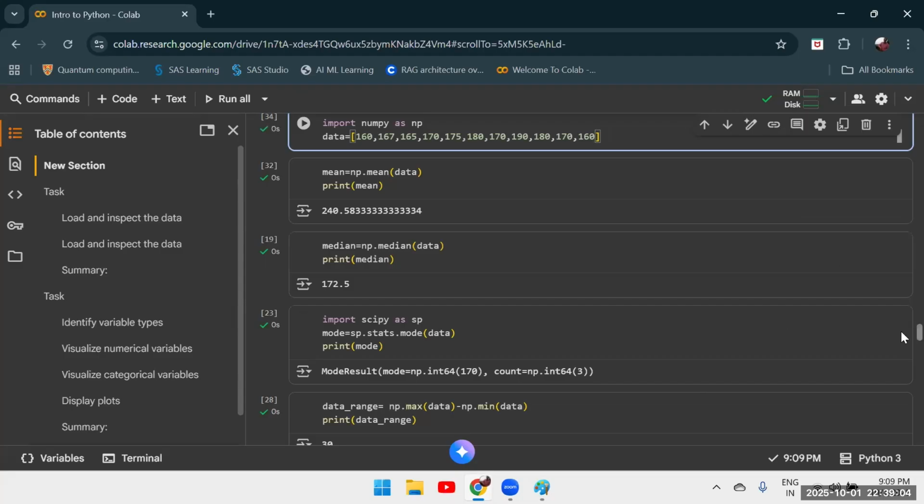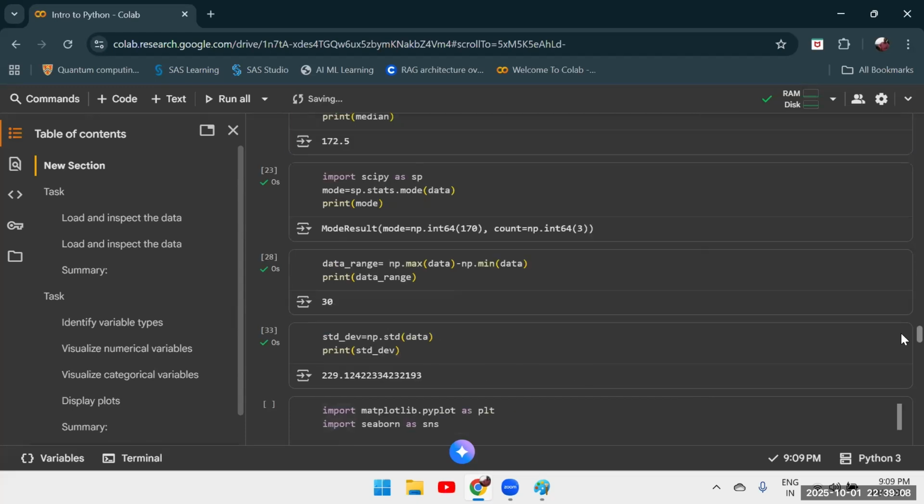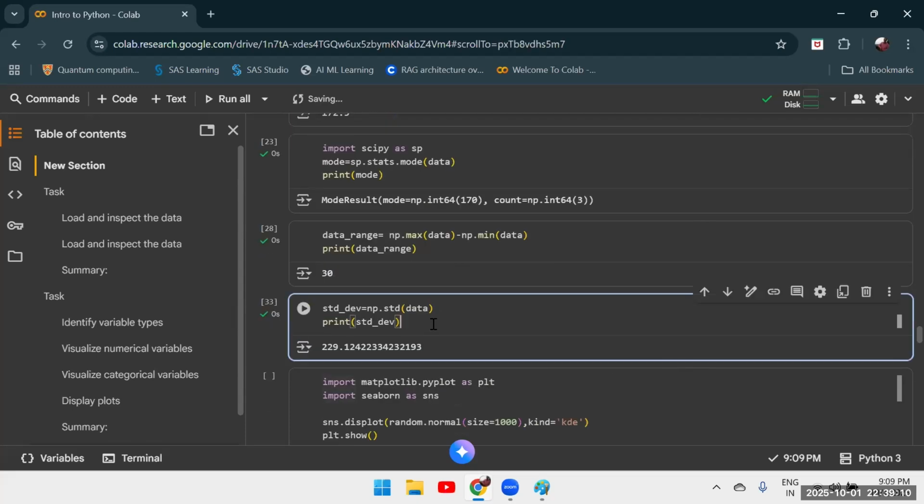So the higher the value, the higher the spread, and there is some issue in your data, you can assume. The lower the value, the lower the spread of the standard deviation, which means the data is following a pattern, closer together, we can assume.